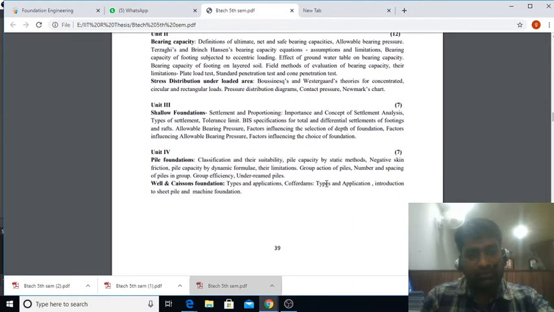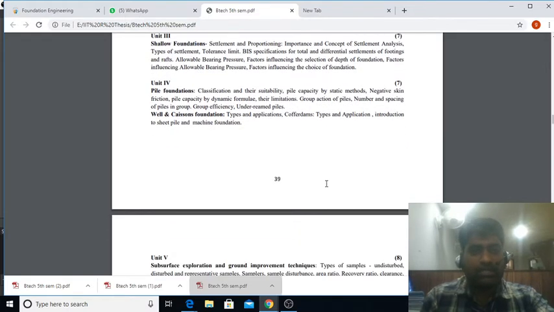In unit 3 we are going to discuss about shallow foundation, their settlement and proportioning, important concept of settlement analysis, types of settlement, tolerance limit, Bureau of Indian Standard specification for total and differential settlement of footings and rafts, allowable bearing pressure, factors influencing the selection of depth of the foundation, and factors influencing allowable bearing pressure, factors influencing the choice of foundation.